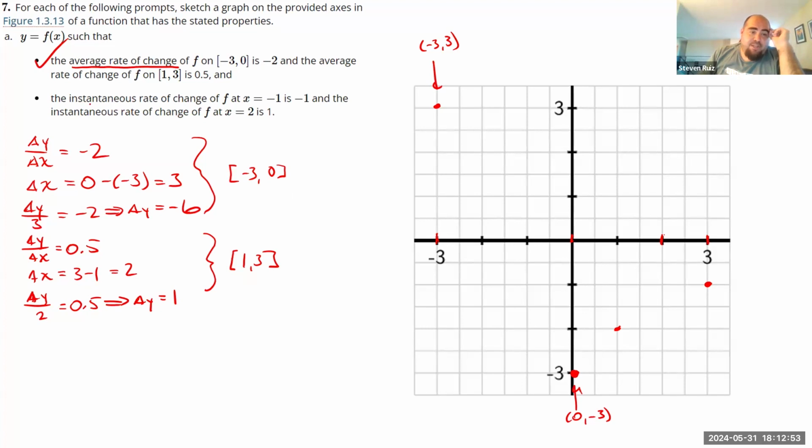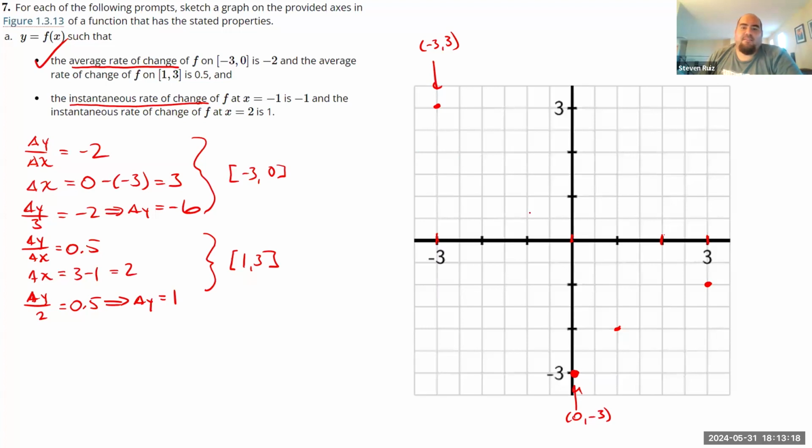Bullet number 2 talks about the instantaneous rate of change. This is the big new idea when it comes to derivatives. I would like to talk about the rate of change at a single point, not 2 points. So I want the instantaneous rate of change at -1 to be -1.